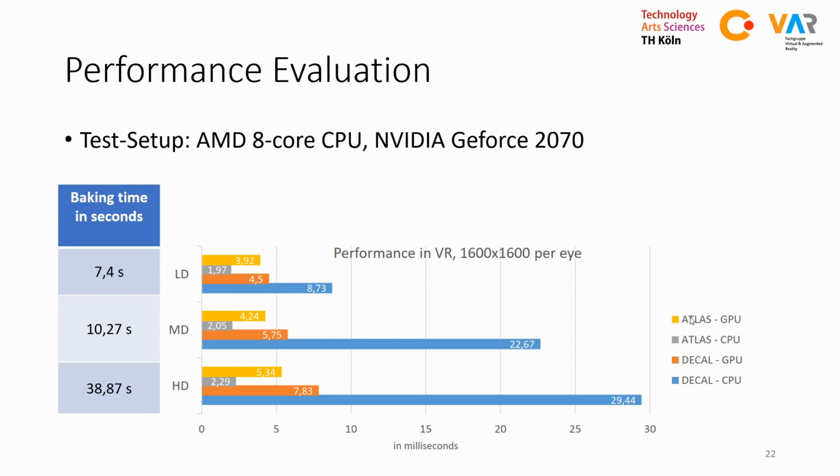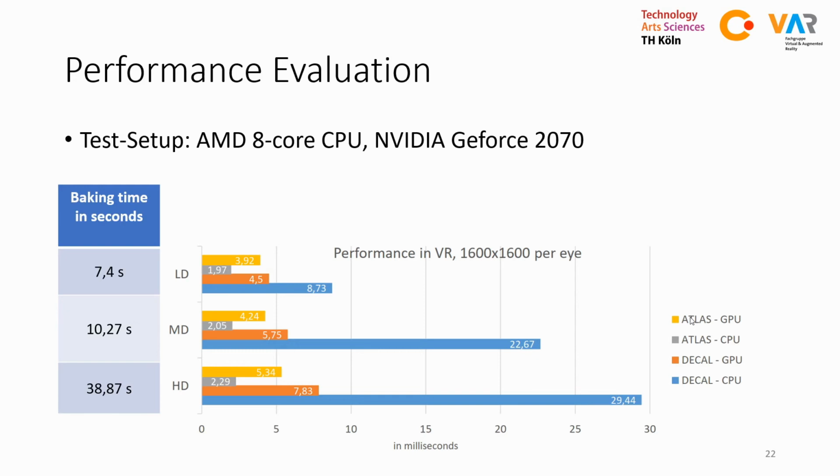For the runtime performance, we measured 4 distinct values for each model. The CPU and GPU times for the unprocessed model, where no baking was done and each decal is rendered on its own, so basically our reference, are denoted as decal CPU, GPU in the graph. And of course, we have the CPU and GPU measurements of our Atlas rendering technique, denoted as Atlas CPU and GPU.